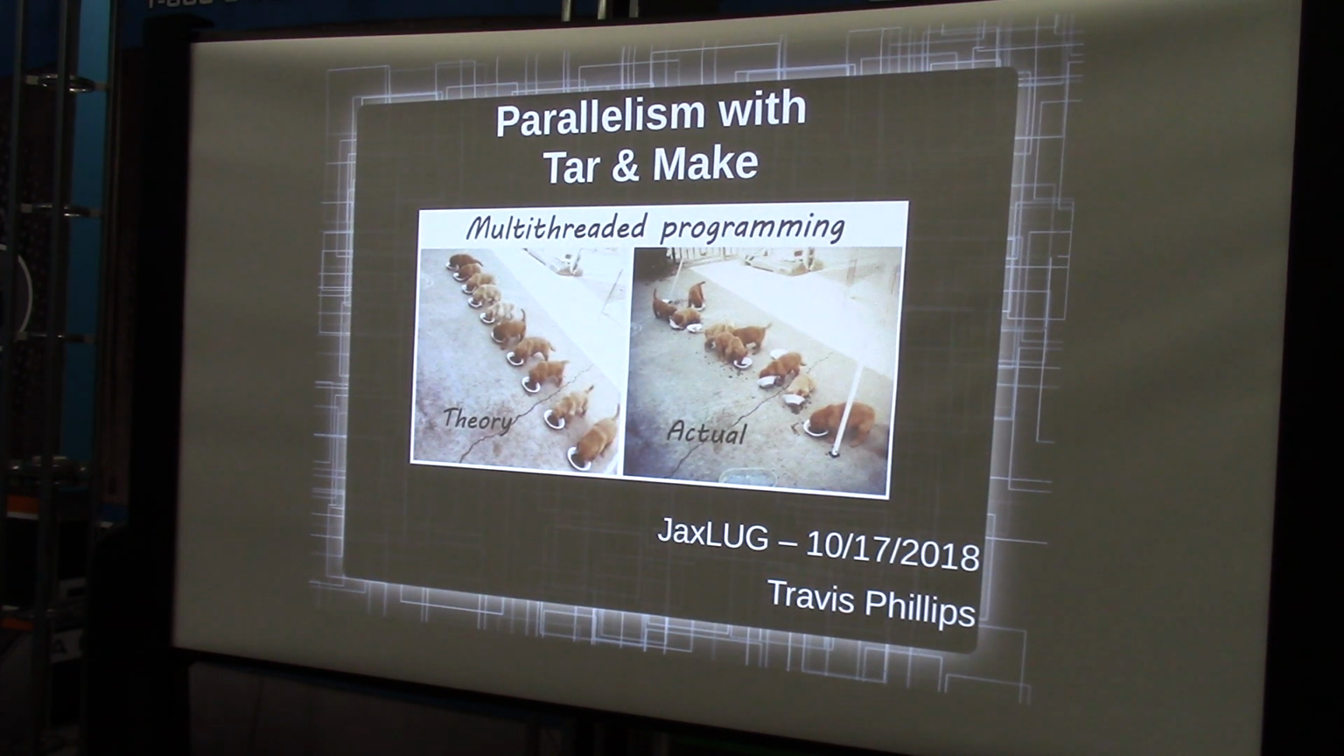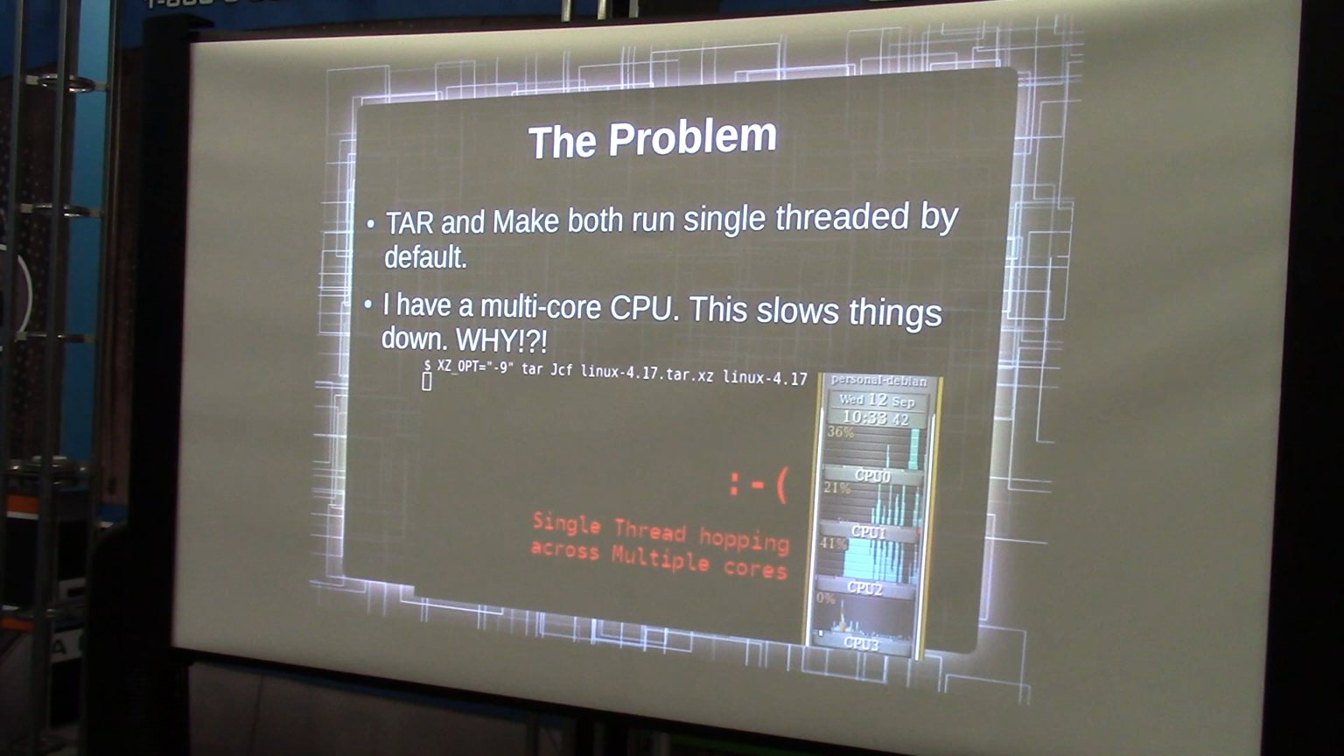And I've noticed that there was a small problem with the way that tar and make, which are two tools that if you get into doing a lot of Linux stuff, you'll probably be using quite a bit of. They're both single core by default, single thread. Right there you can actually see a screenshot, and I've got a little performance monitor going. You see a single thread hopping across multiple cores, but it's not multi-threaded. So that kind of bothered me because I'm sitting here with 4 cores on this little box, and this job is taking forever, and I don't see why it should have to. I've got 3 other cores that aren't doing anything.